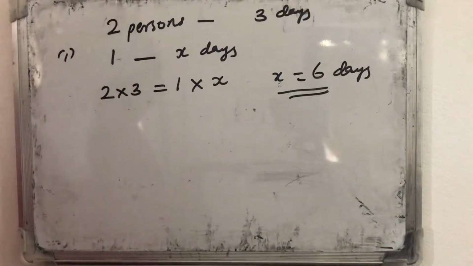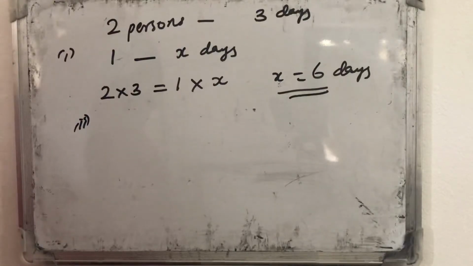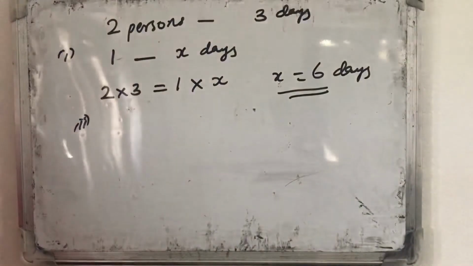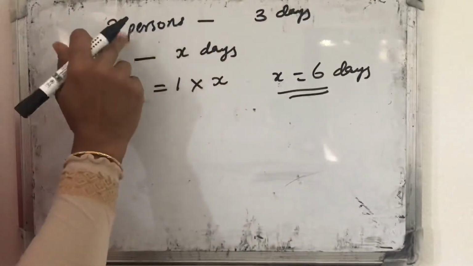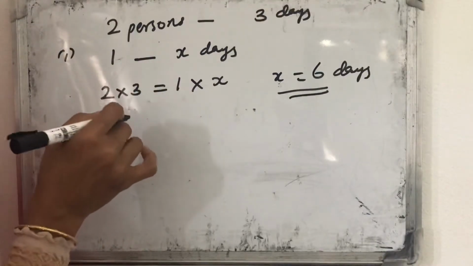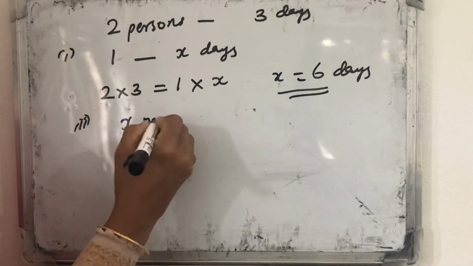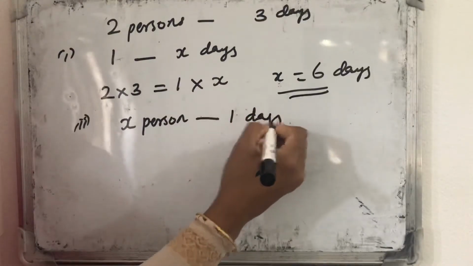Okay, next question, the same second question, sub-question: how many persons would be needed to fit the windows in one day? How many persons are needed? Instead of 2 persons needing 3 days, here the question is how many persons are needed. We don't know that number, so let x persons be needed for finishing the work in one day.